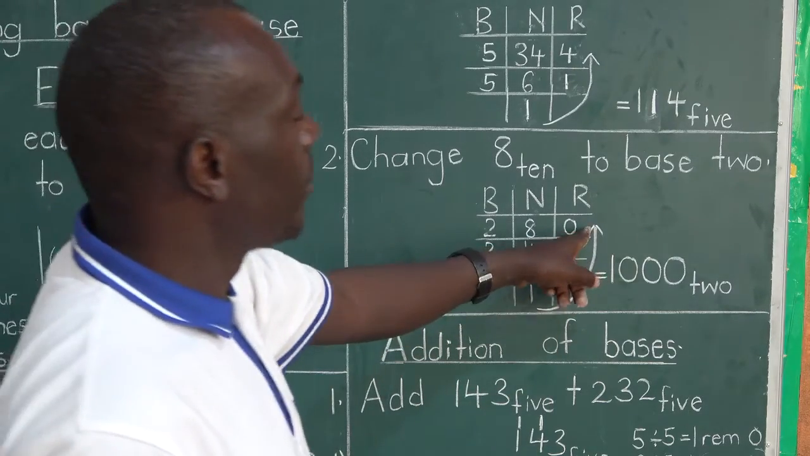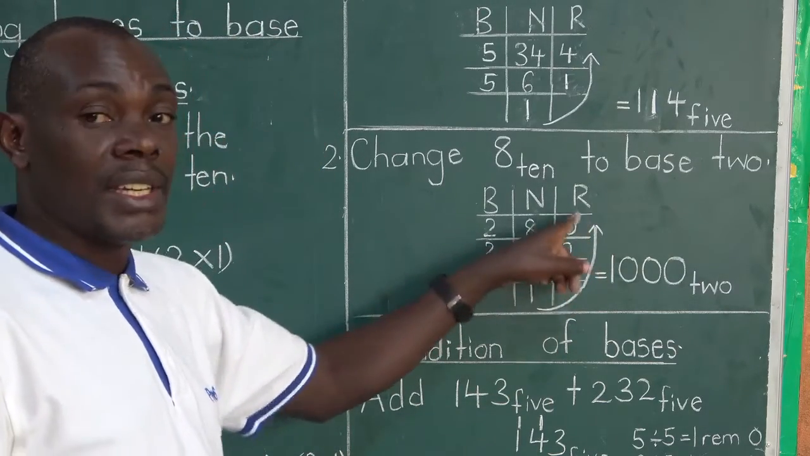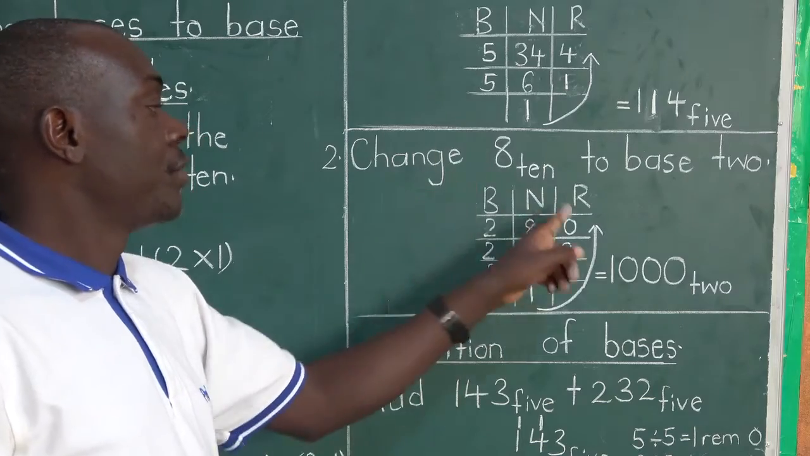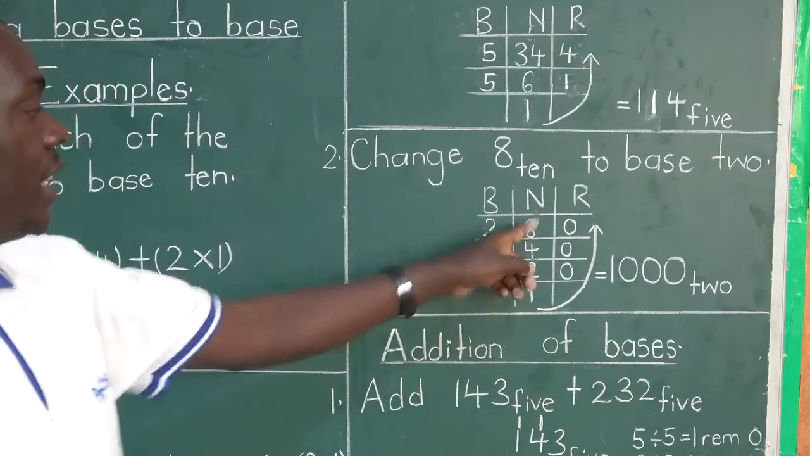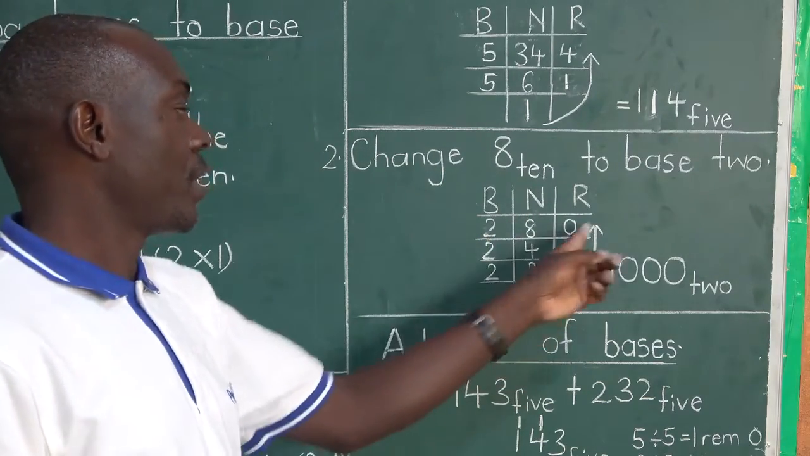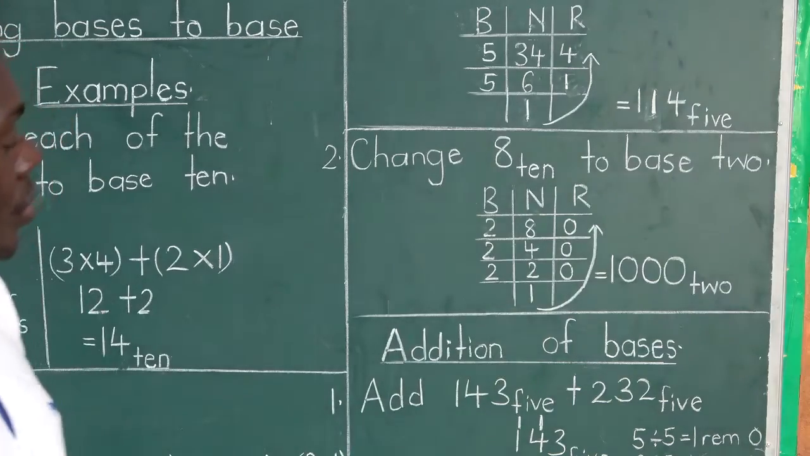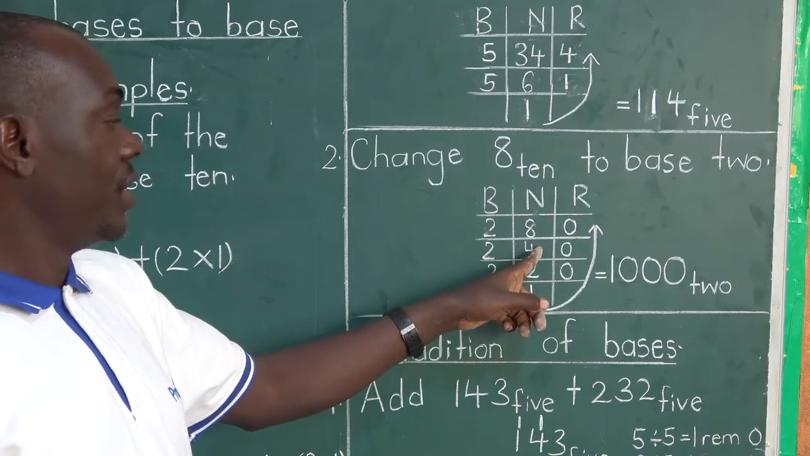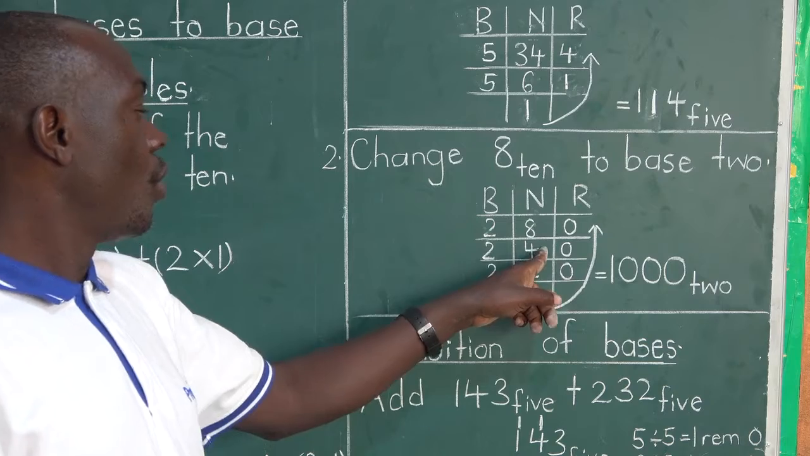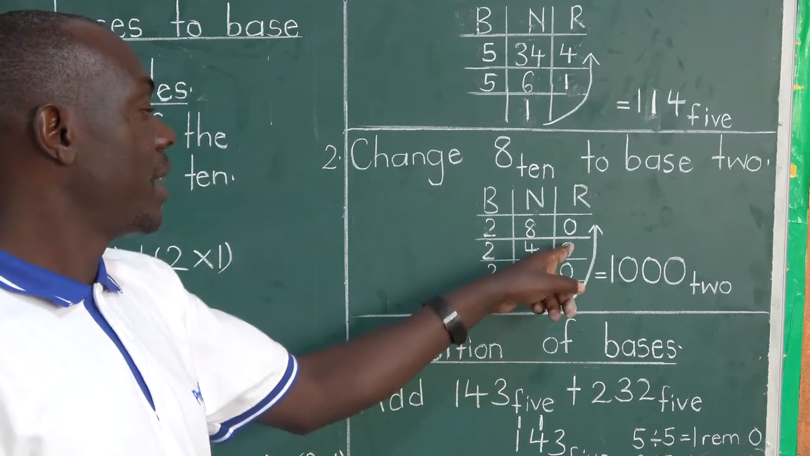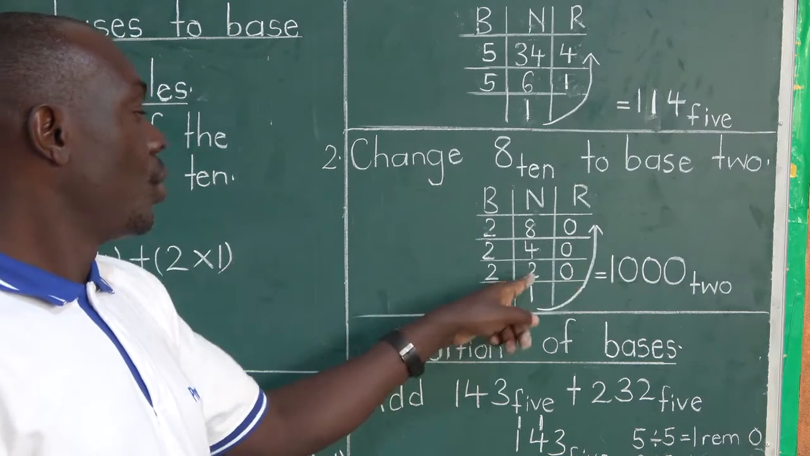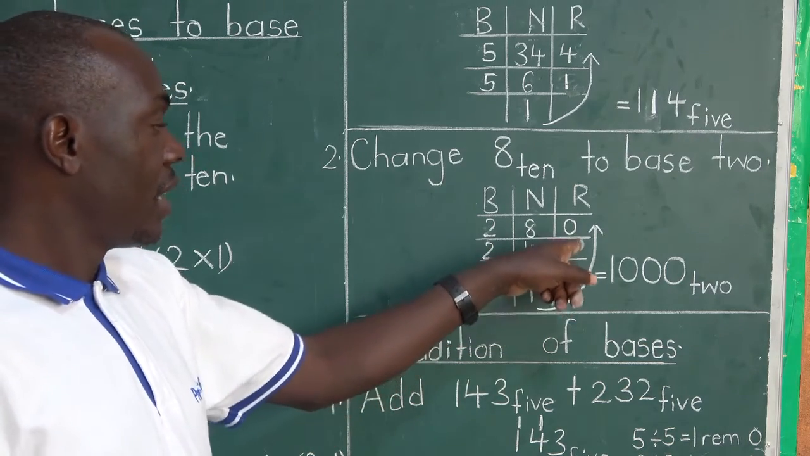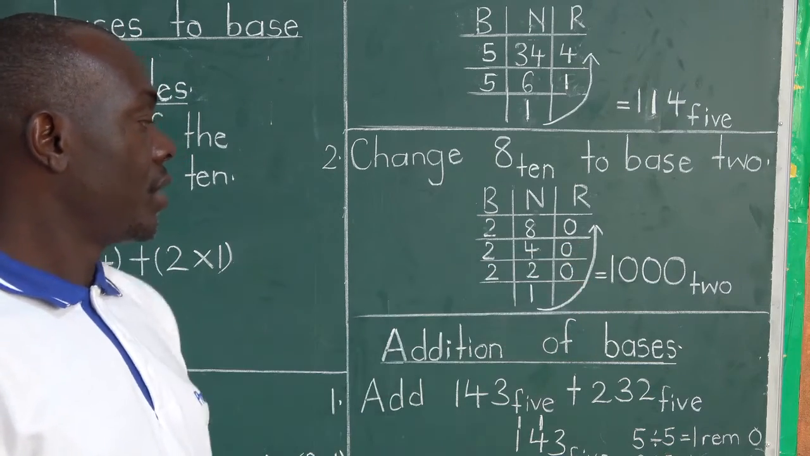So 8 divided by 2 is 4 remainder 0. With or without a remainder, you must write something here. Now there is no remainder, but you write a 0. So write a 0 and then continue and see. 4 is still greater than the base, so we divide. 4 divided by 2 is 2 remainder 0. So you write a 0 there.